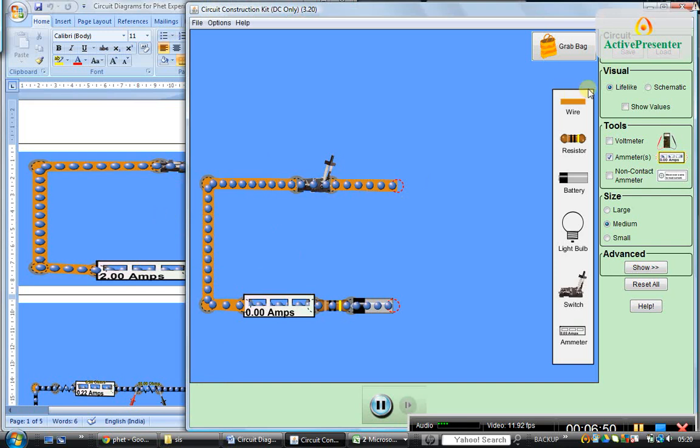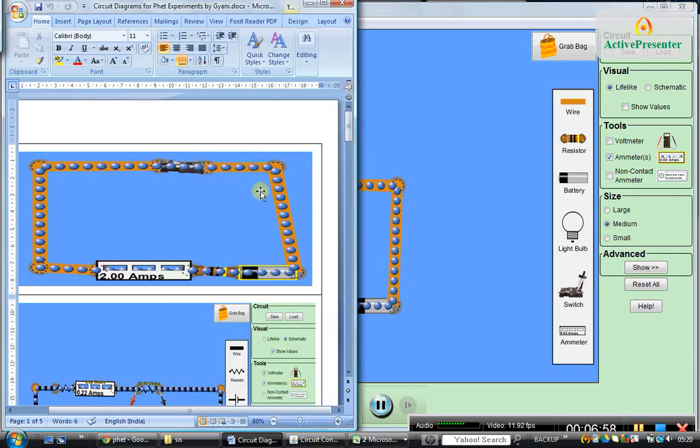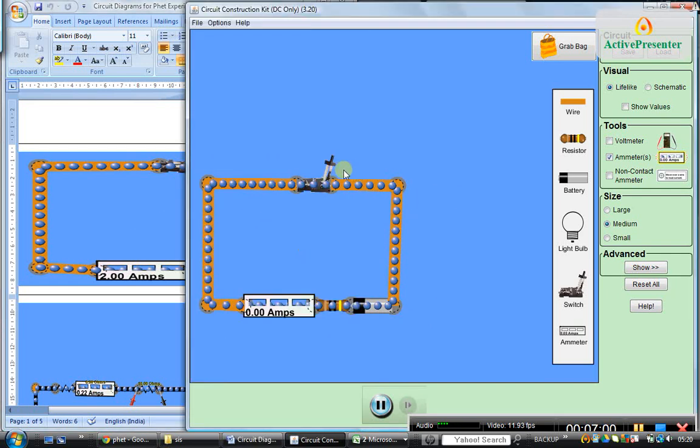That's it, the last wire. Yes, now the circuit diagram is completed as given in the document. So now close the key and you can see that the current is flowing. So now you have to assign some initial value of the resistance.